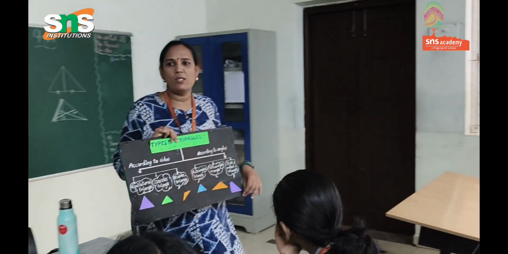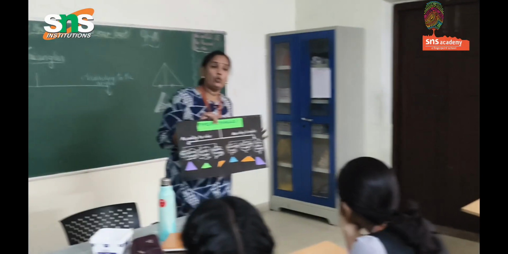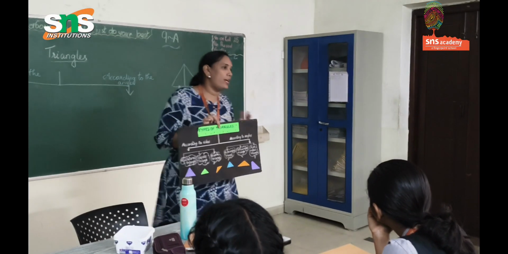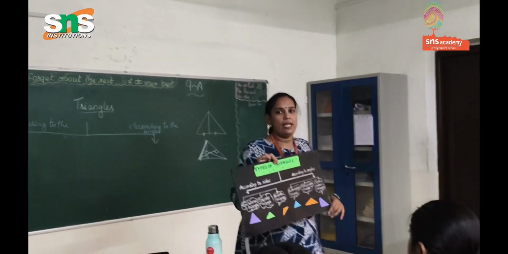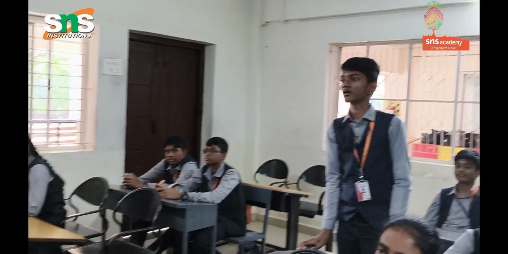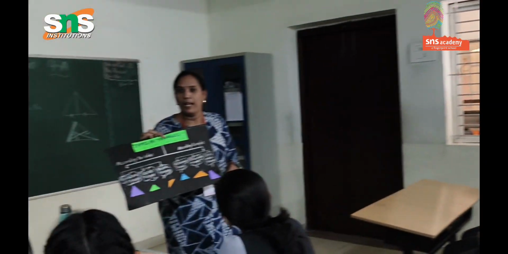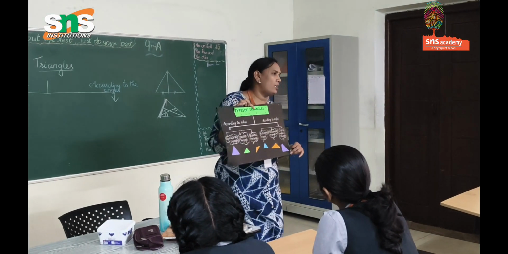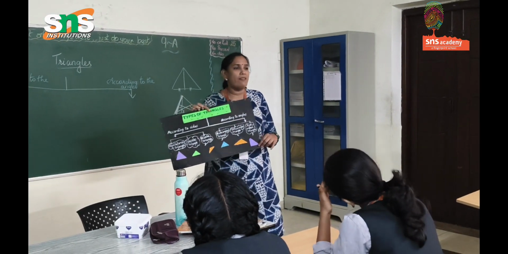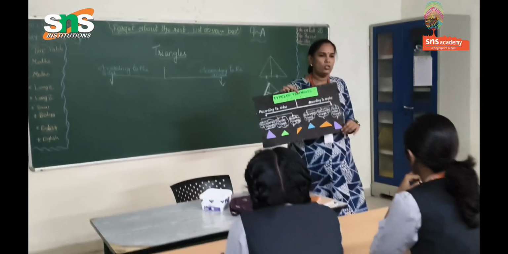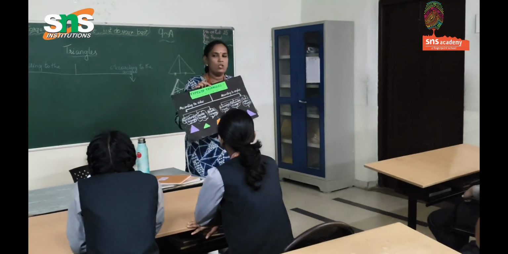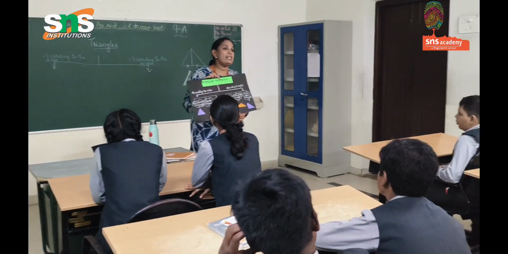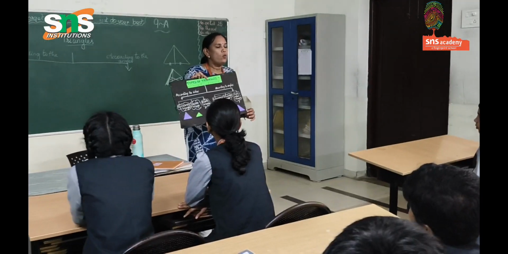Let me ask one question. Is it possible to have two obtuse angles in an obtuse angle triangle? No. If you have, you won't get a triangle. What do you mean by right angle triangle? One angle is exactly 90 degrees. Any one angle is 90 degrees. What about the remaining two angles? Acute angles. Is it possible to have two 90 degree angles in a triangle? No. What is the nature of the sum of the angles in a triangle? 180 degrees. The sum of the interior angles is always equal to 180 degrees.